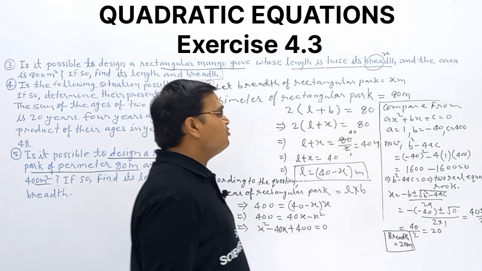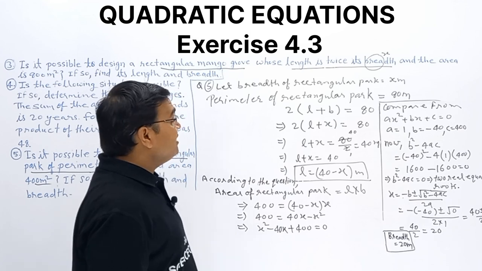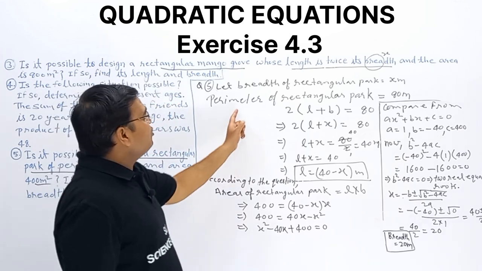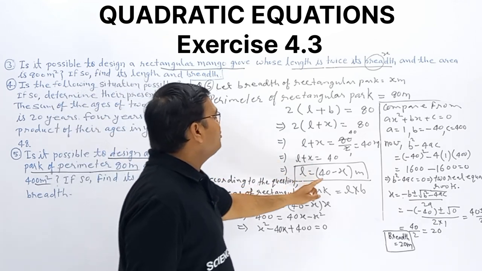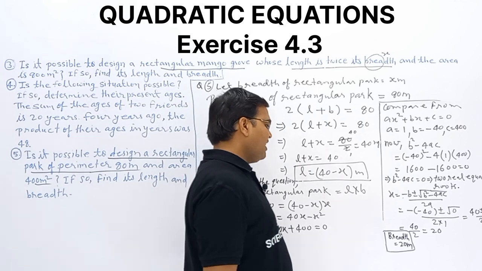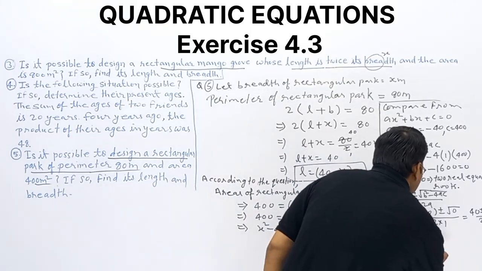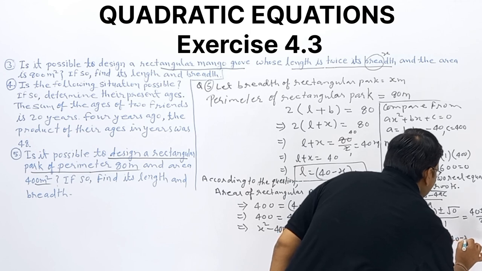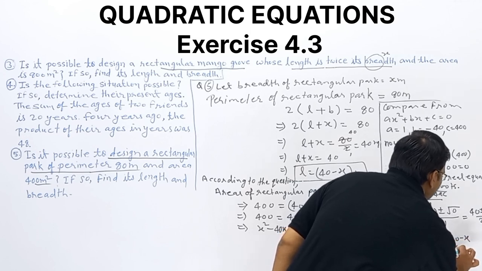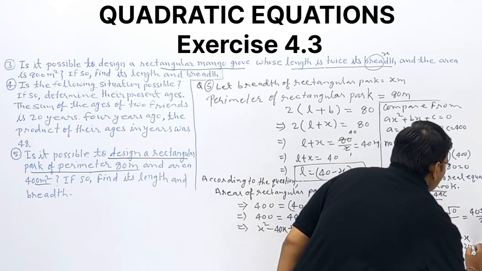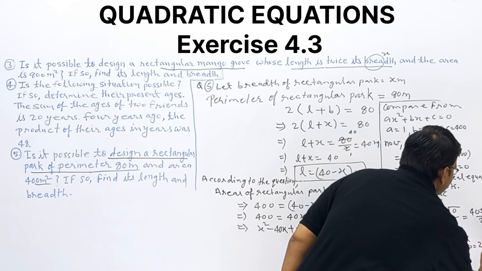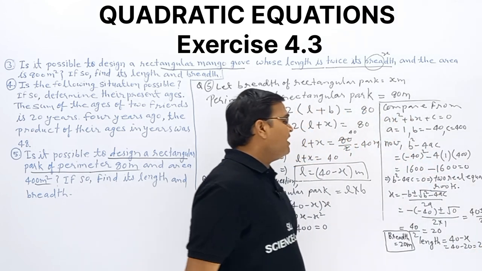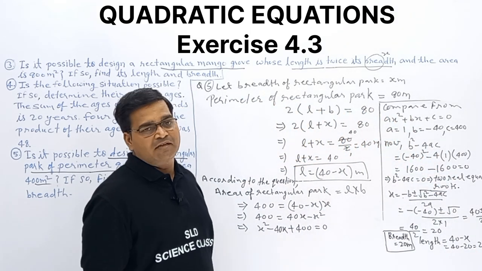This is the breadth. Breadth is what? 20 meter. Then length will be what? Length of rectangular park is 40 minus x. So length equal to 40 minus x, and this one is what? 40 minus 20. It means 20 meter. Or we can say length and breadth both are equal.